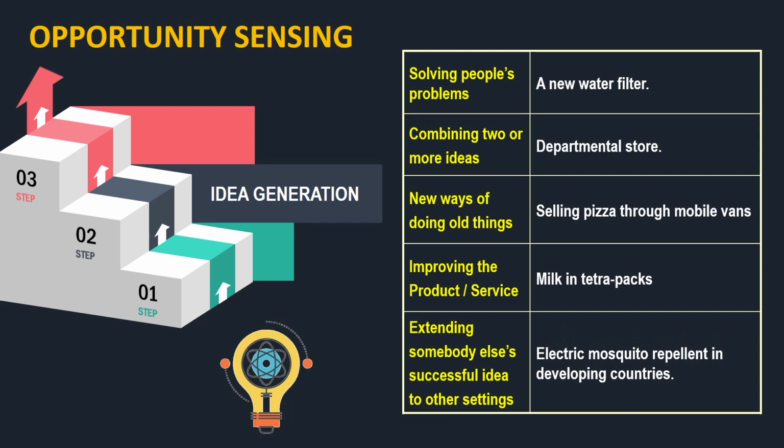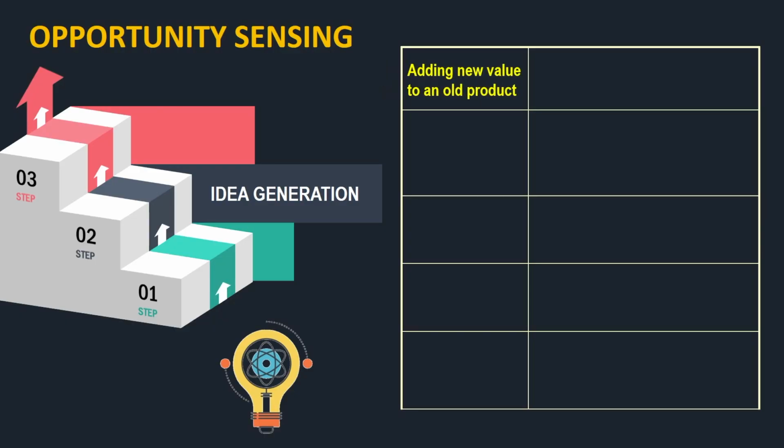Then you can also extend somebody else's successful idea to other settings. Like for example, the successful introduction of a new product gives an idea for repeating it to catch a growing market in other places. For example, the electric mosquito repellent in most of the developing countries. So, you can take this idea to some other places where it is not being used. So, it becomes a new idea for those people over there. Then adding a new value to an old product. Like ballpoint pens used for writing, with the printed name of the customers, may be a new idea for its use as a publicity material.